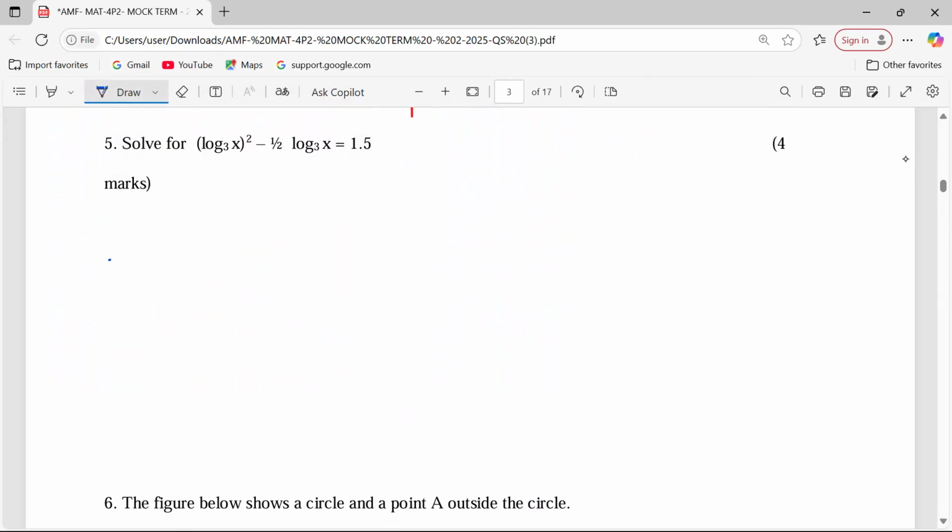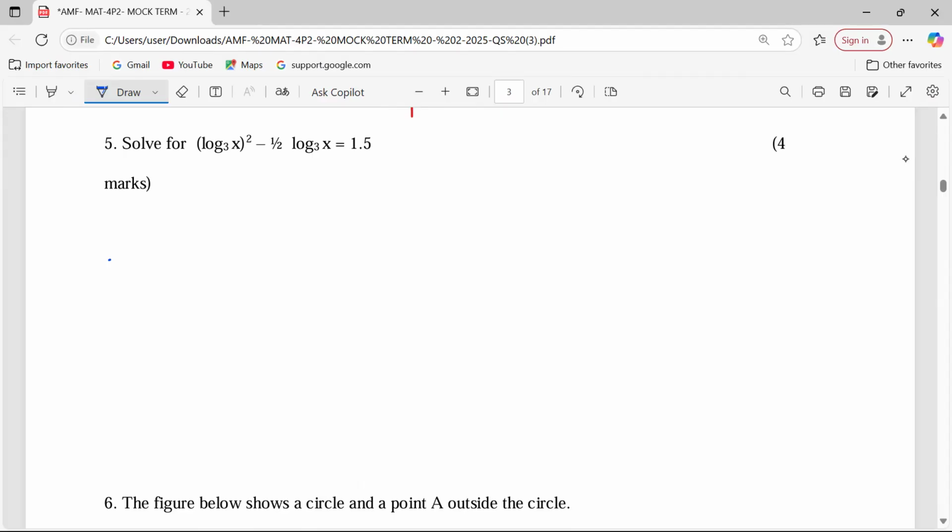Can we look at number 5 now? This is a question on logs. Solve for the log of x to base 3 raised to power 2 minus a half the log of x to base 3 equals to 1.5.